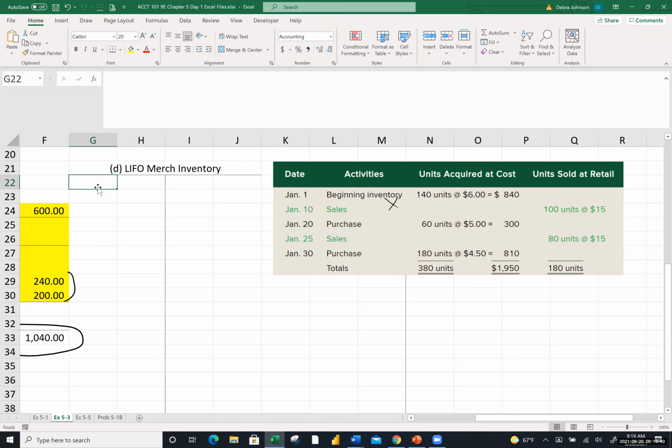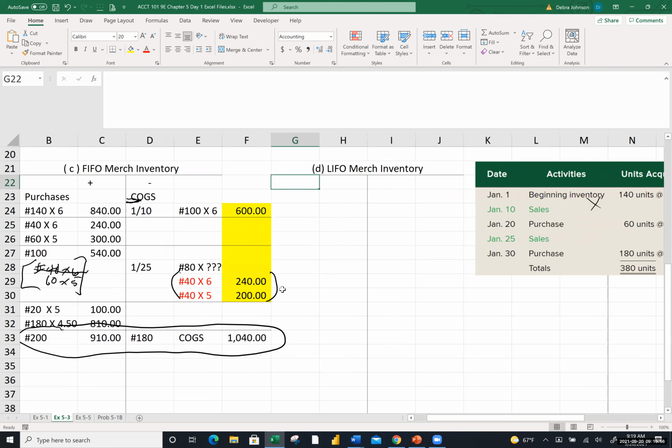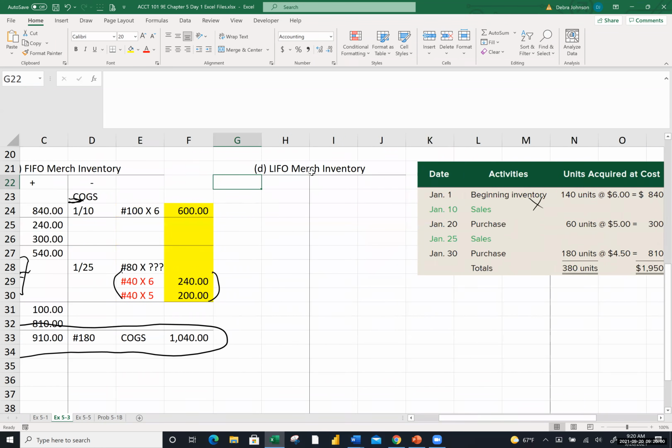Okay, so here we go again. LIFO, last in, first out. So over here on FIFO, we started at the top to start using up the amounts that were in the bucket. Now under LIFO, we're going to start from the bottom and you're going to see completely different results. Okay, so again, I'm going to remind myself that this is an inventory T account.